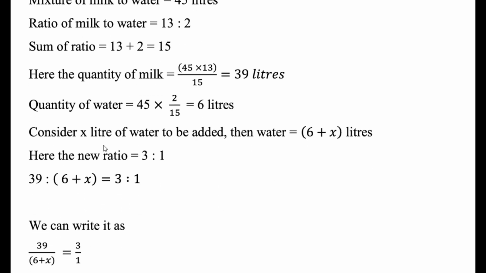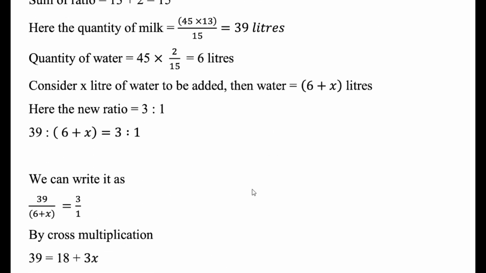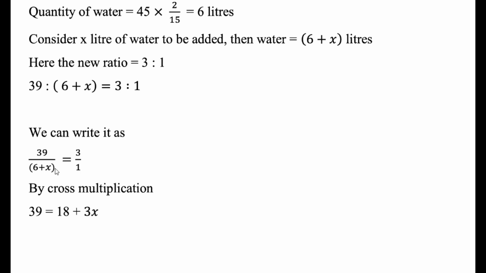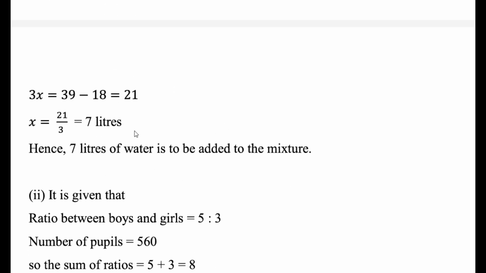After that, let x liters of water be added, then the water is 6 plus x liters. So the new ratio will be 3 is to 1. See, as it is given over there in the question paper, 3 is to 1. So 39 divided by 6 plus x is equal to 3 is to 1. After that, cross multiplication, after that simplification, you will get x is equal to 7 liters. Hence 7 liters of water is to be added to the mixture.